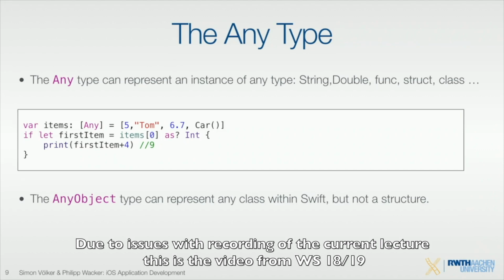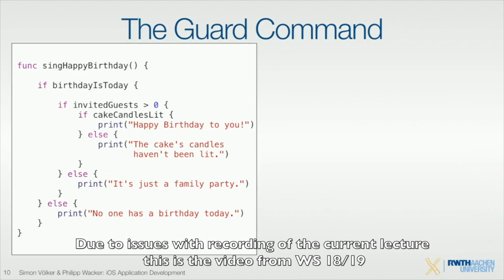The next point I want to talk about is the guard statement. The guard statement is basically an inverse if statement with a little twist which makes it very usable. Usually if you have a function that says happy birthday, in this case, and you have a lot of if clauses encapsulated in one thing. For example, if your birthday is today and if you invited guests and you have a candle lit, then you can say happy birthday to you.